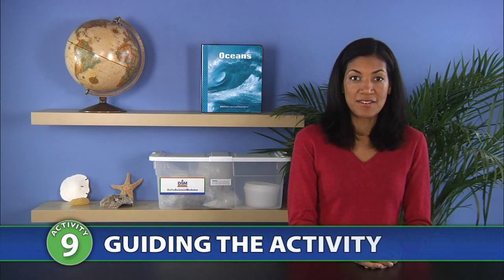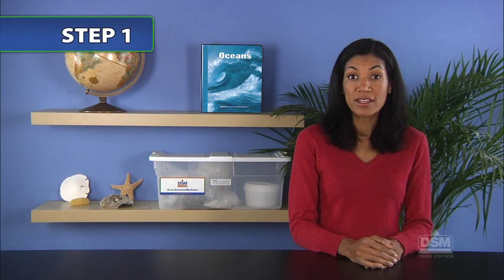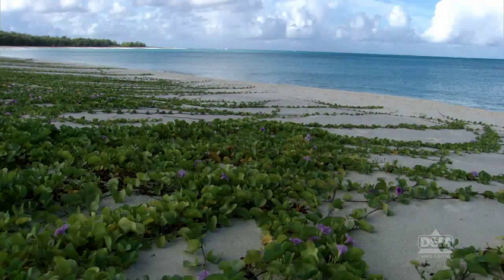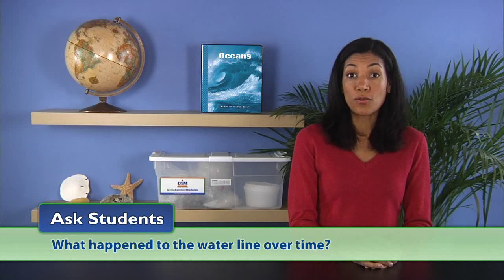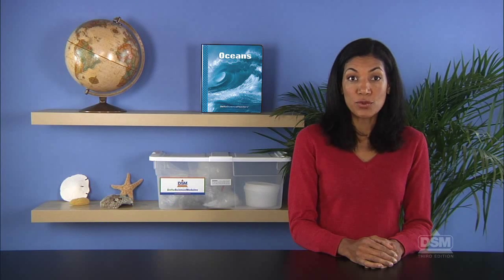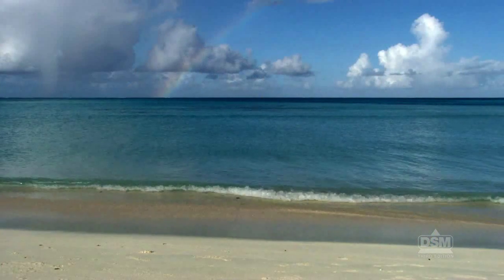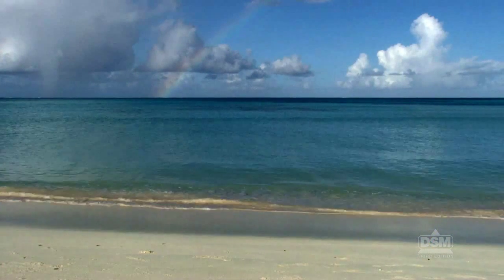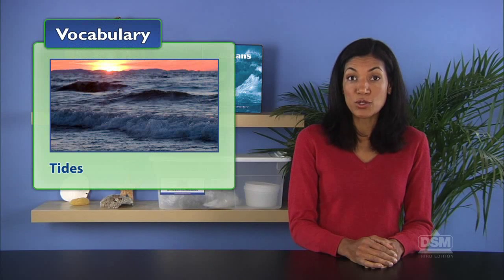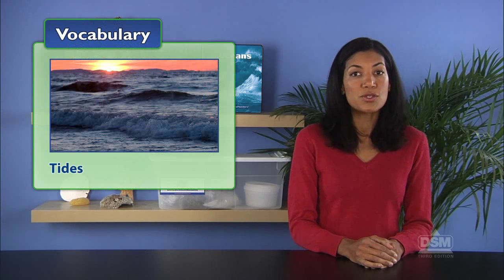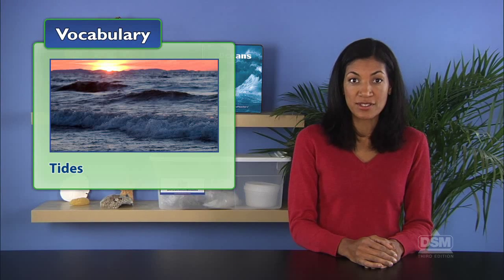To begin the activity, encourage students to recall if they have ever spent a day at an ocean beach. Ask students what happened to the water line over time. Students may have noticed that the water line moved, either advancing or receding over the course of several hours. Explain to the class that tides are very large bulges of water that cause the surface level of the oceans to rise and fall at regular intervals.